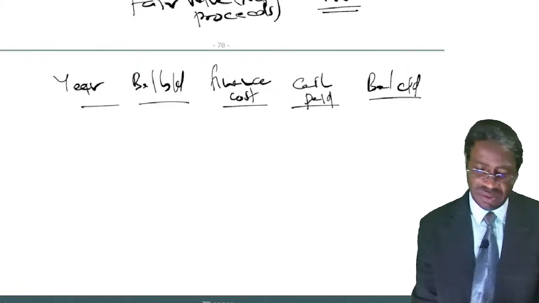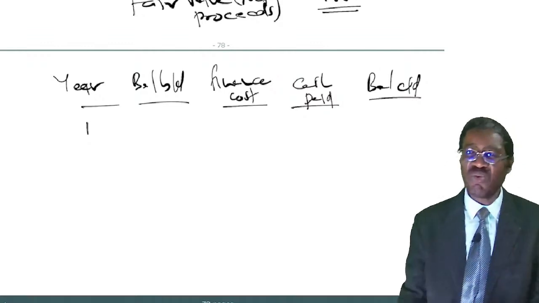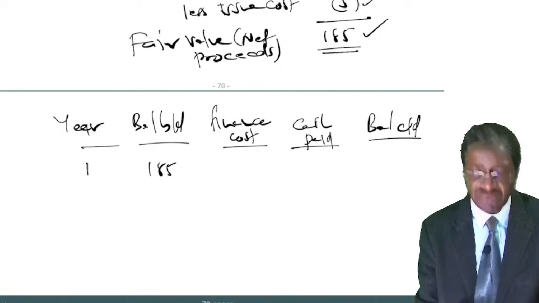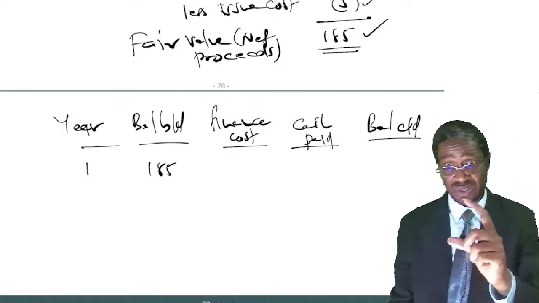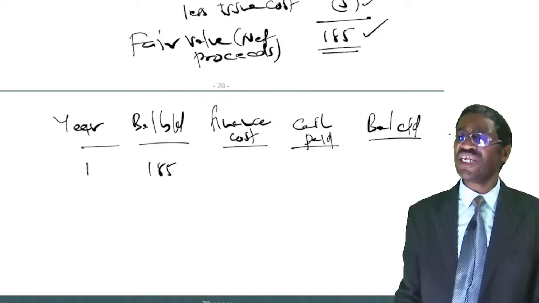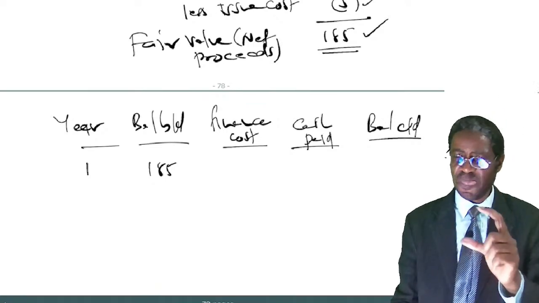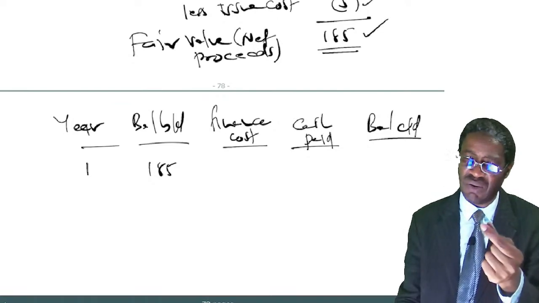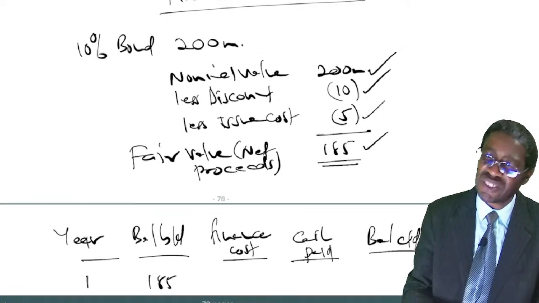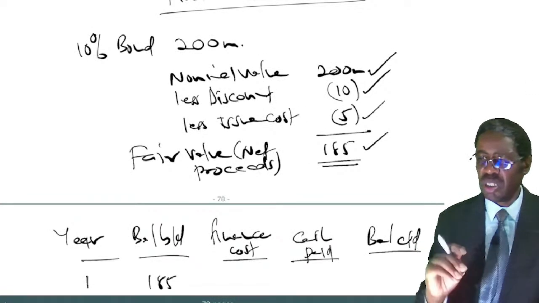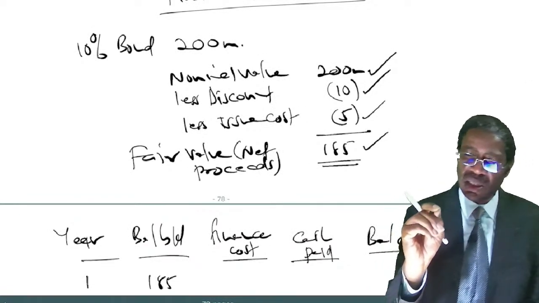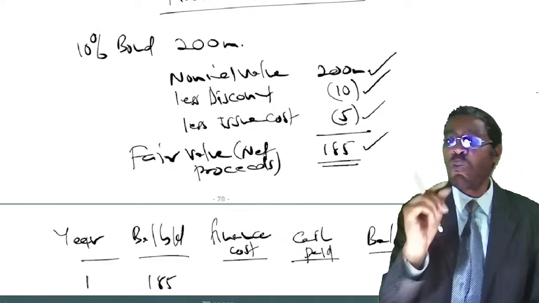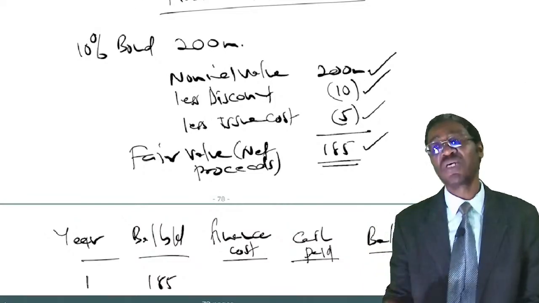Year 1. You began the year with a financial liability of 185 million. To calculate what we are calling the finance cost, which we also call the interest charge for the year, listen carefully now. You issued a 10% bond. That 10% is what you call in finance the coupon rate.